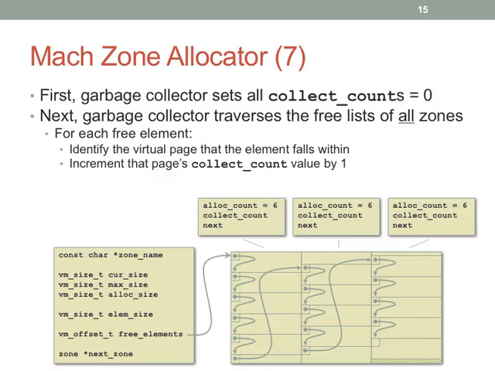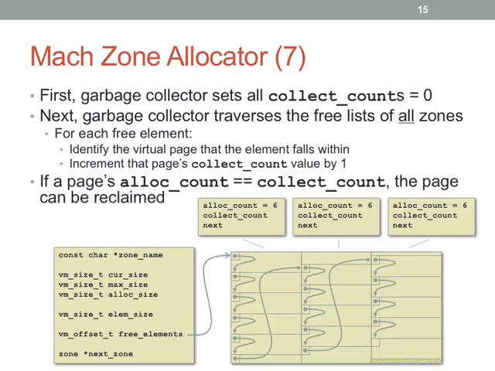Next thing it does is it walks through the free elements list. Okay? It knows how big element size is. It can go ahead and start with free elements and walk through the whole list. And basically, every time it lands in a virtual page, it increments the corresponding collect count. Okay? It's easy enough, because it knows that that's an available object. Once it's completed, it can go through and look at all these little descriptors again. And if it finds pages where alloc count and collect count are the same, it can reclaim that page.